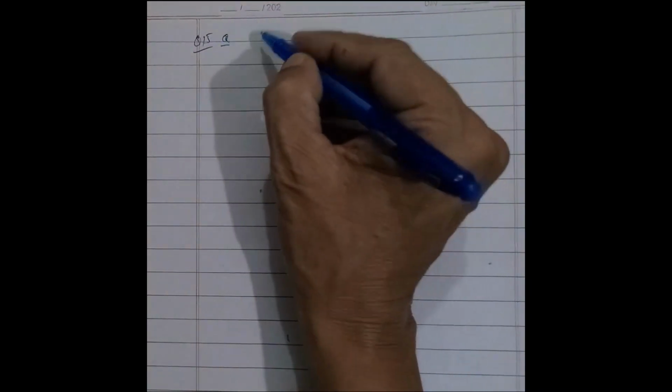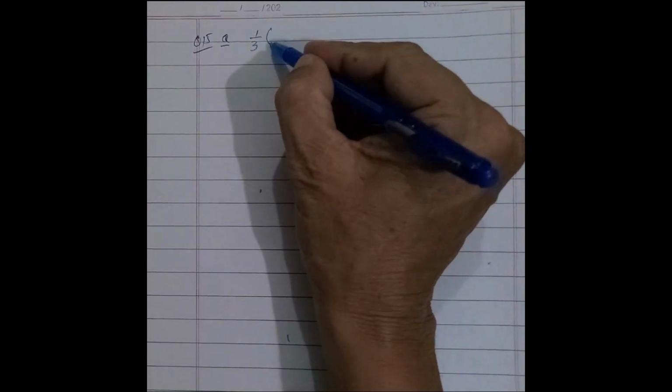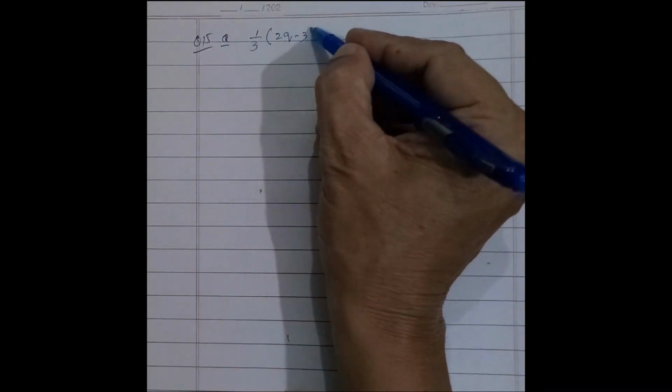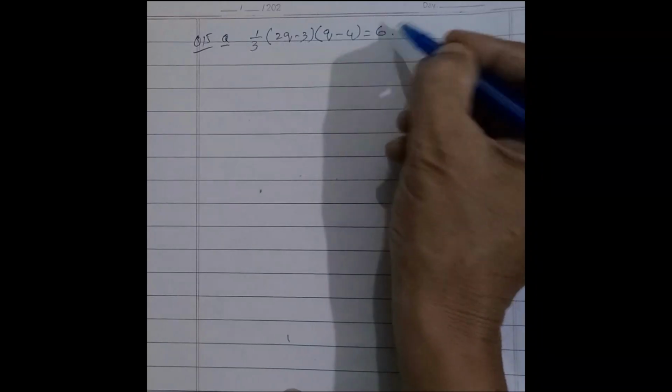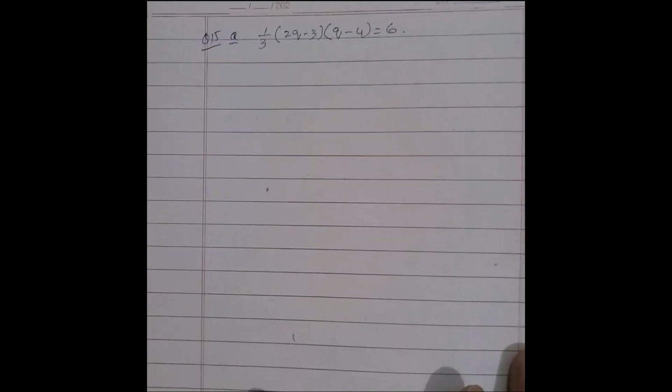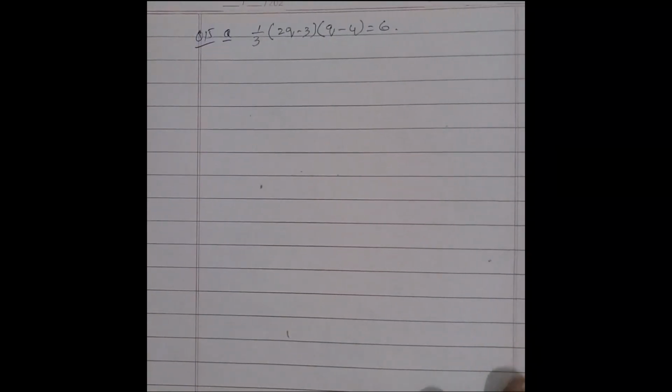Questions and we solve these questions which are question 15. A part is 1/3 into (2q minus 3) into (q minus 4) is equal to 6. First we solve these equations in a standard equation, quadratic standard equation.